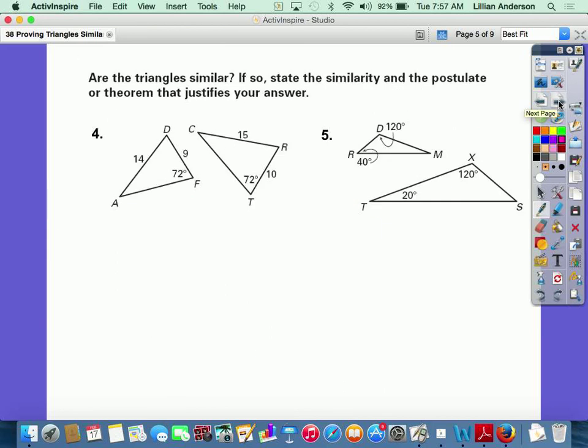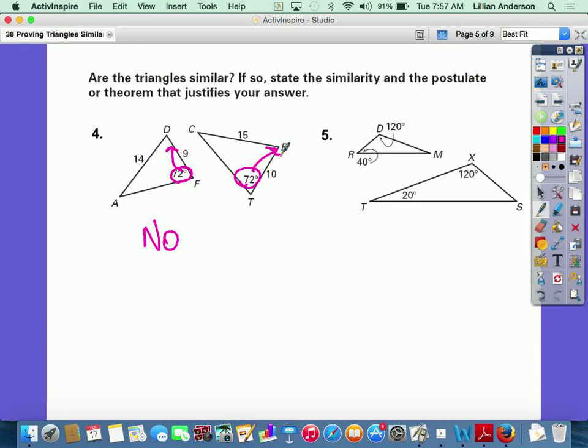Number 4, are these similar? If so, state the similarity and the postulate or theorem that justifies it. If not, we'll write no. And number 4, this is a no, because we only have 3 options: angle, side, or side, angle, side. It's not angle, because we don't have 2 angles. It's not side, because we don't have the third side. And it's not side, angle, side, because the congruent angle isn't in between the 2 sides, okay? So this one, they're not similar.